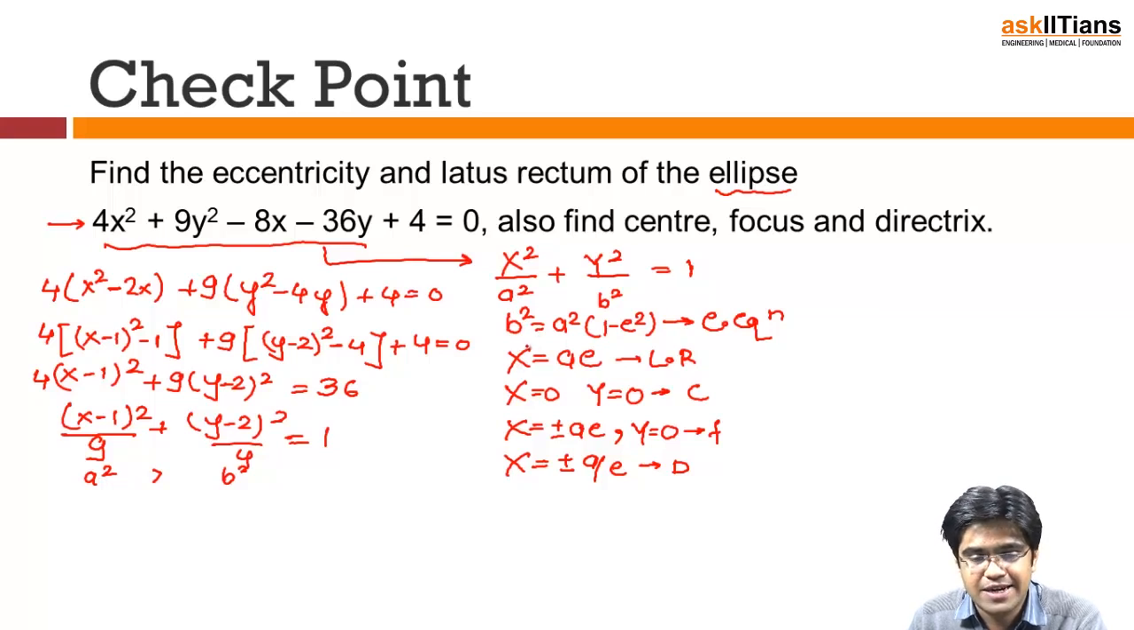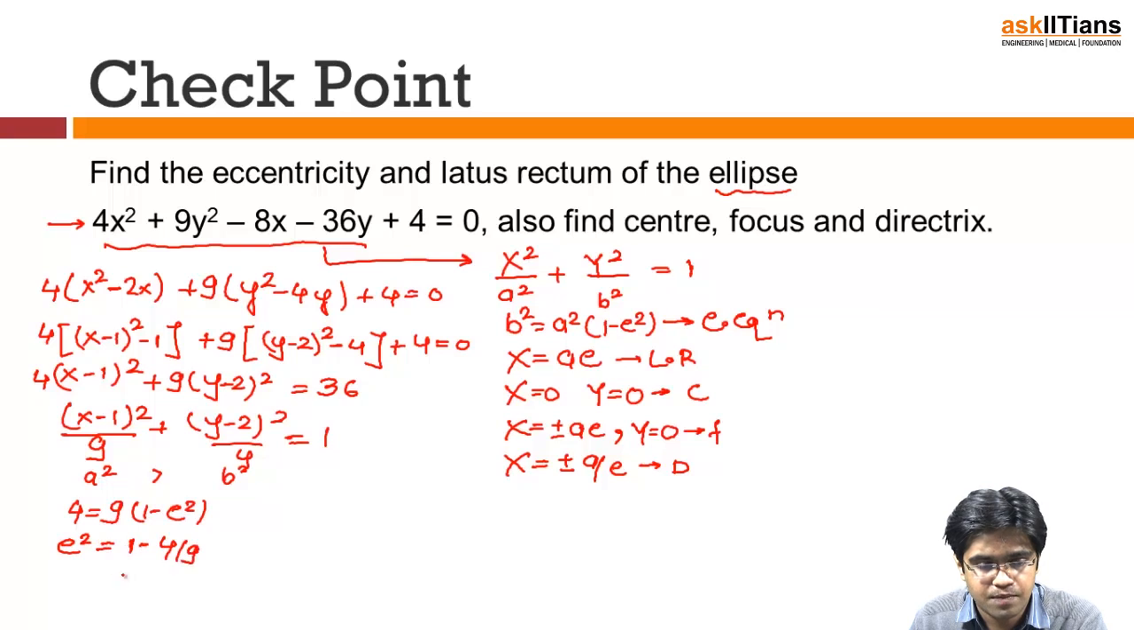Let's first find out eccentricity, because we need eccentricity to calculate other things. So what is eccentricity? b square is equal to a square times (1 minus e square). That means b square, 4, is equal to a square, that is 9, times (1 minus e square). That means my e square value is 1 minus 4 by 9, or my e is root 5 by 3. So this is my eccentricity value. Now I have got the eccentricity.